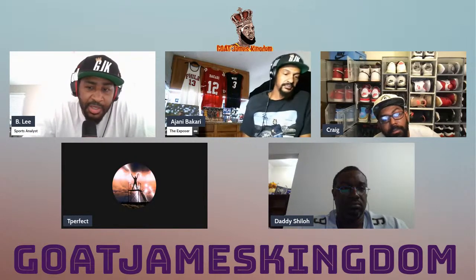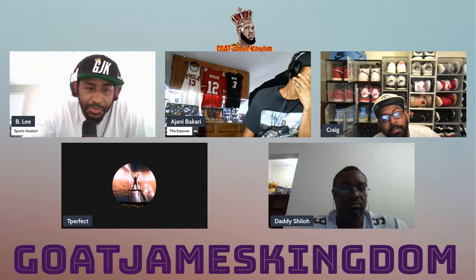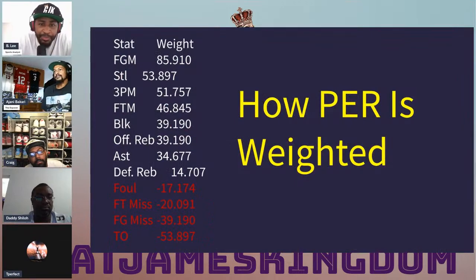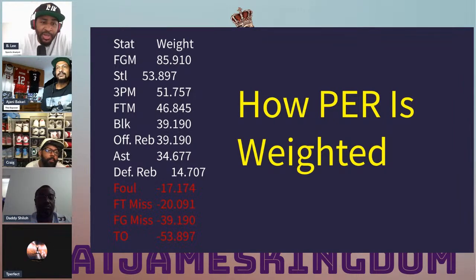Okay. All right. So let me go to what is rated by PER. So how is it weighted? They have field goals made, number one, of course, then they have steals, number two, as rated the second highest. So that's above free throws made, 3-pointers made, and assist is really down.